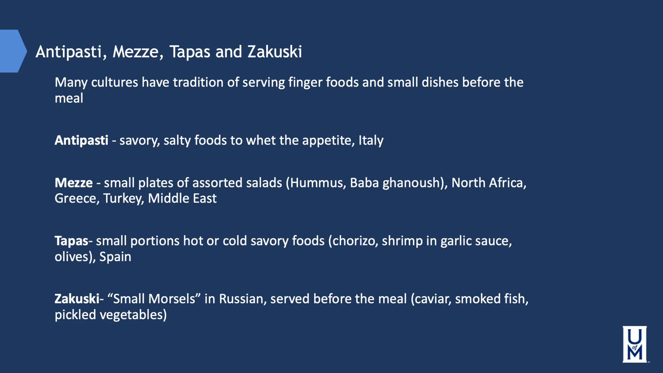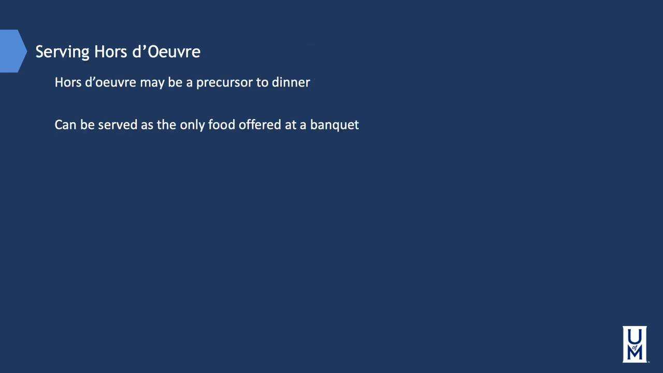And then from Russia, we've got zakuski, which in Russian means small morsels. These are served before the meal typically, things such as a nice caviar, smoked fish, or pickled vegetables. Hors d'oeuvres can be a precursor to a dinner, or they can be served to the guest as the only food offered at a banquet.